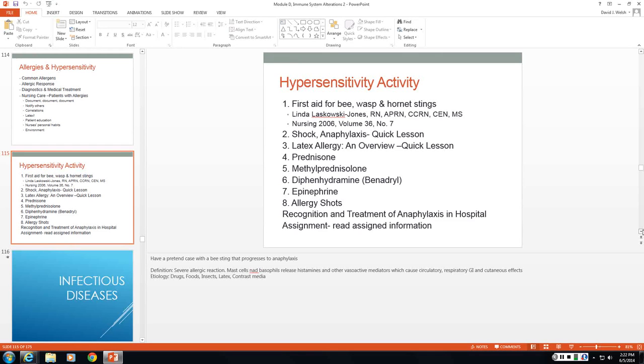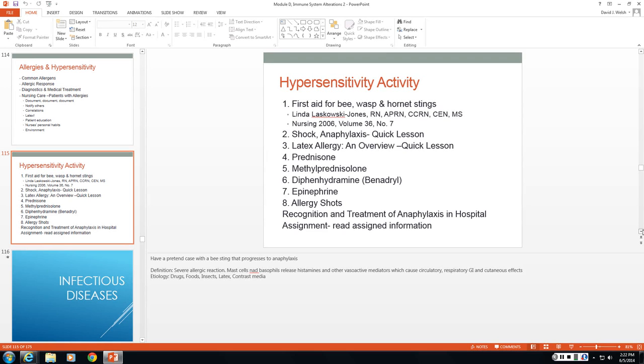Okay, let's look at the definition of a severe allergic reaction. Your mast cells and your basophils release histamines and other vasoactive mediators, which cause circulatory, respiratory, and cutaneous effects. So you're going to treat the symptoms. If they're having problems, the first line of defense is you're going to do what? If they're having problems breathing, you're going to raise the head of the bed. You're going to apply oxygen. You want to make sure you give them that epi, because the epi is going to do what?